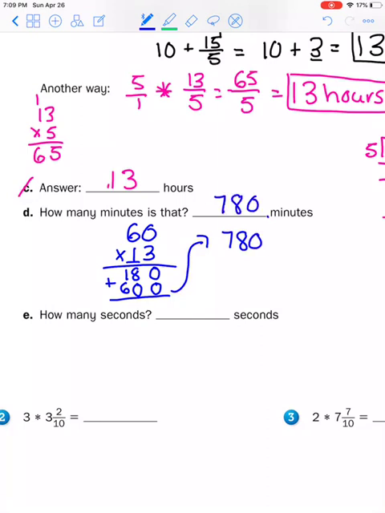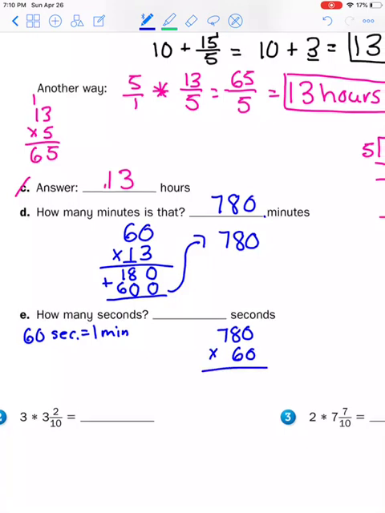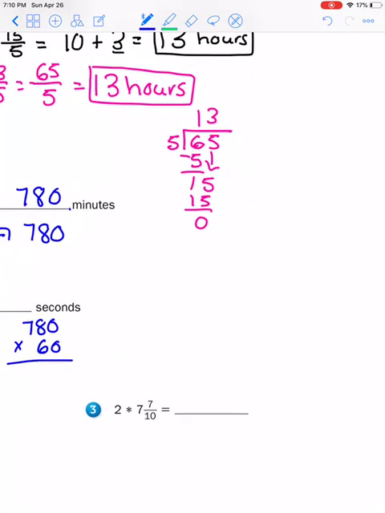So there's 780 minutes in 13 hours. Now they're asking you for how many seconds. So you're going to do the same thing. I know there is 60 seconds in 1 minute. So I have to do 780 times 60. And actually, I'm going to do it over here because I'm going to need a lot more room. You're going to be doing this the same exact way.